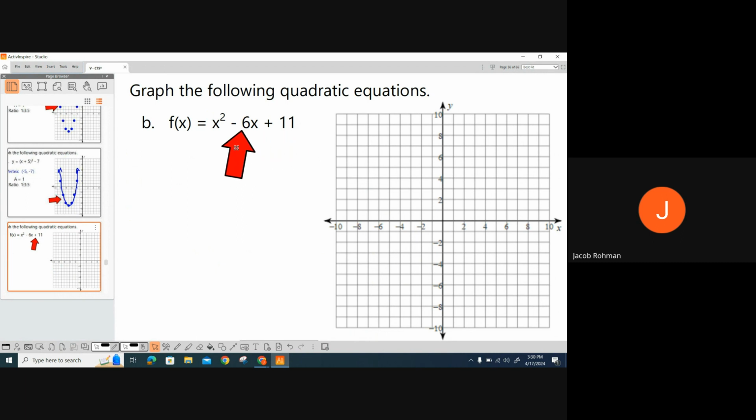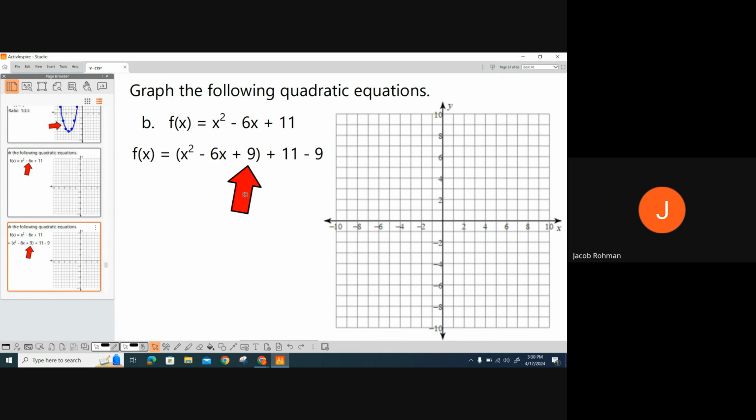So we need to take the b term, which is -6, divide it by 2, which is -3, and then square it. So -3 squared is +9. So we're going to go ahead and add that 9 in here. We're going to push the +11 out, and then we're going to subtract the 9.